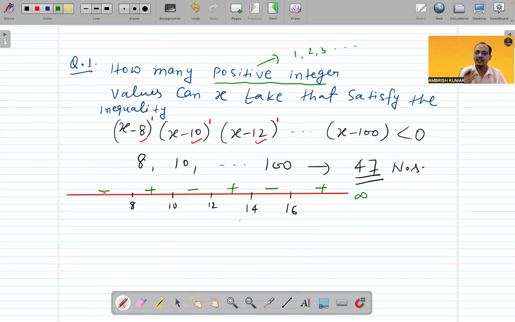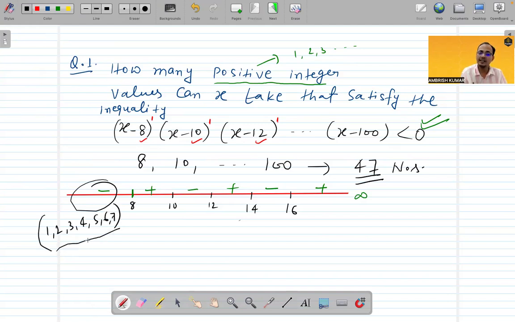below 8, lesser than 8, whatever the value you take, always you get the negative, and yes, we have to take the same negative. So lesser than 8, you can take all the values, clear? But positive integers. So lesser than 8, how many positive integers are there? 1, 2, 3, 4, 5, 6 and 7. So obviously we can take these 7 numbers. That will give you always the negative answer.